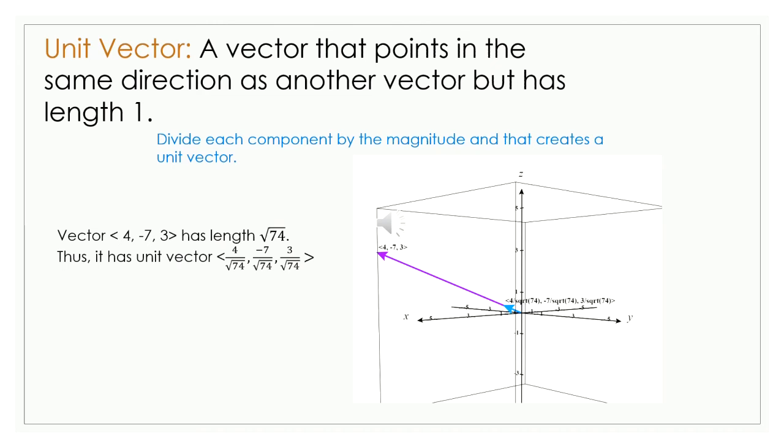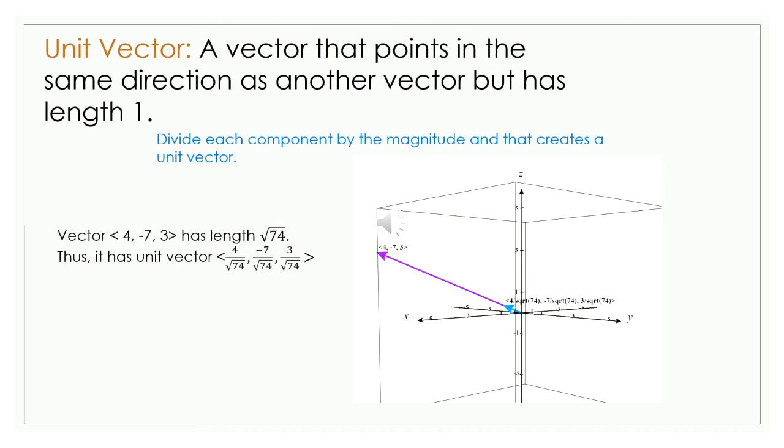So a unit vector is a vector that points in the same direction as another vector, but our unit vector will have length 1 and the other vector might not. Again, if a vector already has length 1, it's its own unit vector. Any other vector that does not have length 1 has a unit vector that points in the same direction but has length 1.